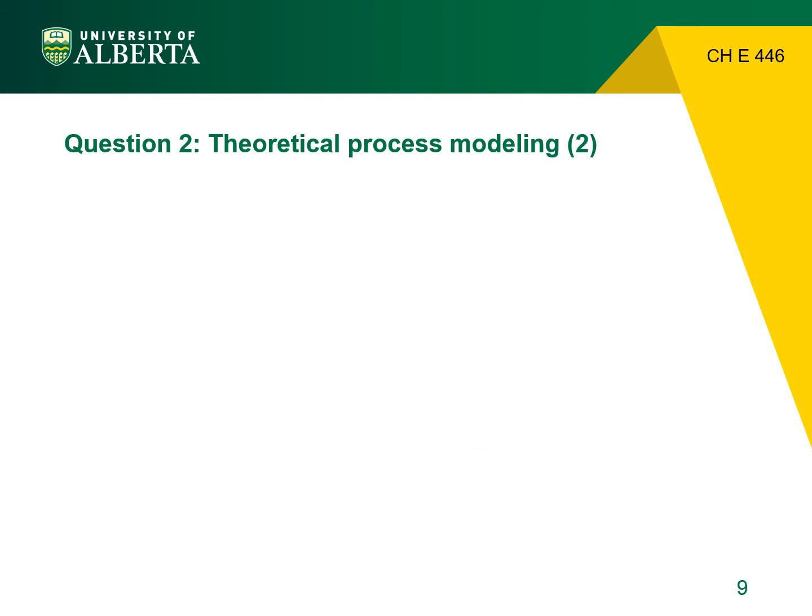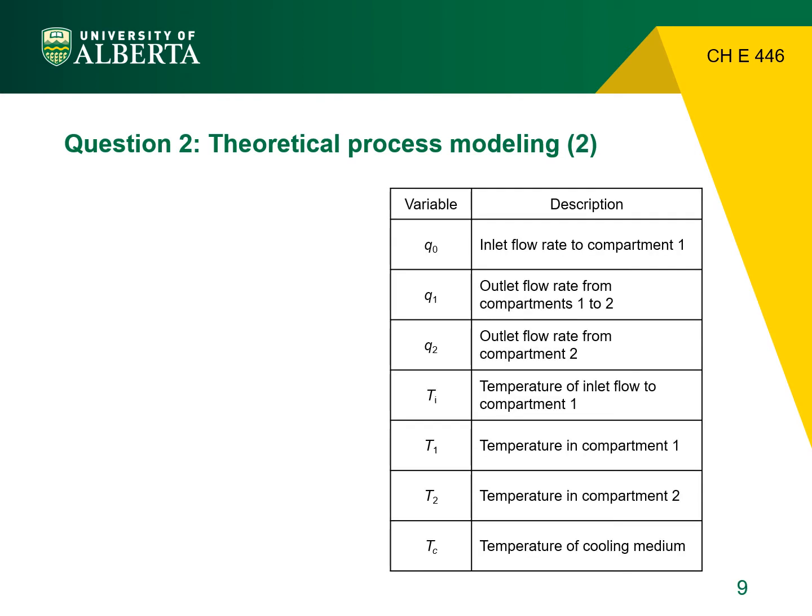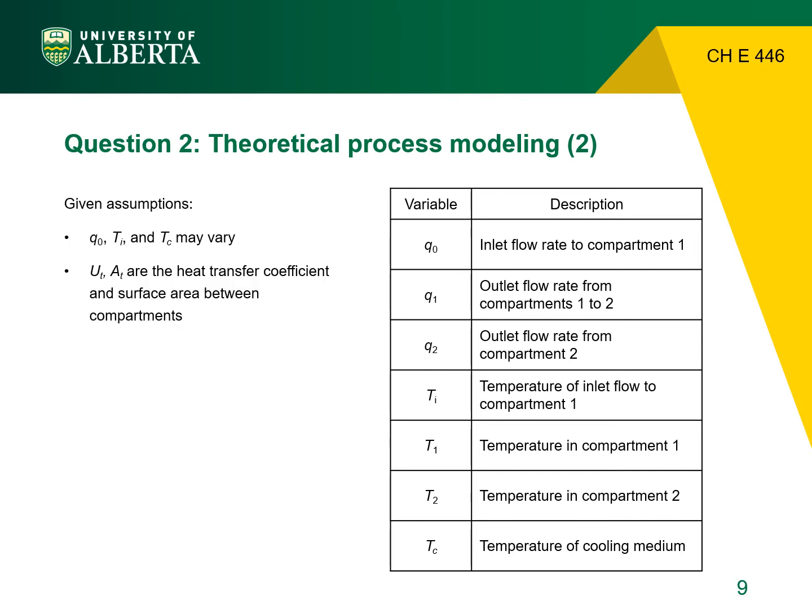The variables in the problem can be tabulated as shown. The problem itself comes with certain assumptions for process modeling as follows. The inlet flow rate and temperature into the compartment as well as the temperature of the cooling medium are variable quantities. UT and AT are the heat transfer coefficient and surface area between the compartments, and UC and AC are the heat transfer coefficient and surface area of the cooling tube.